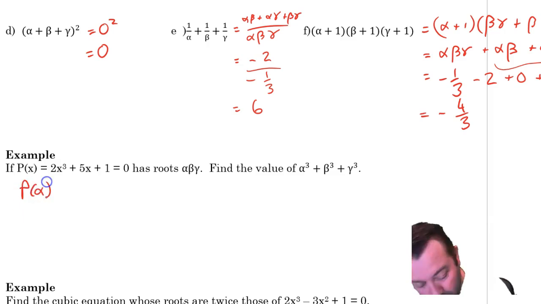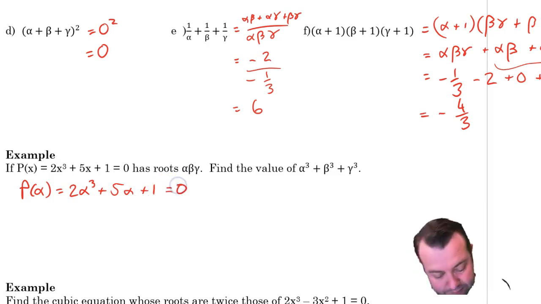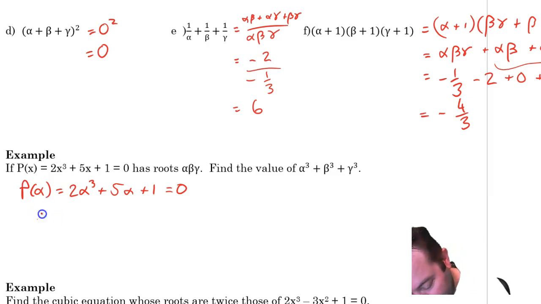Polynomial of alpha, alpha's a root, equals 2 alpha cubed plus 5 alpha plus 1. And it equals 0. Yeah, because it's a root. Now, if I rearrange that, I can say, therefore, negative 2 alpha cubed equals 5 alpha plus 1.